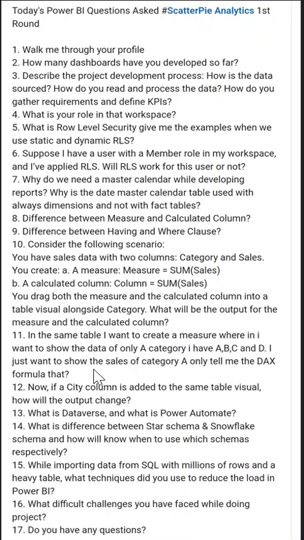11th type of question is that in the same table I want to create a measure wherein I want to show the data of only a category. I have A, B, C, D, and I just want to show the sales of category A only. Tell me the DAX formula for that, right? 12th is that now if a city column is added to the same table visual, how will the output change? These two questions are related to each other. Please check only.